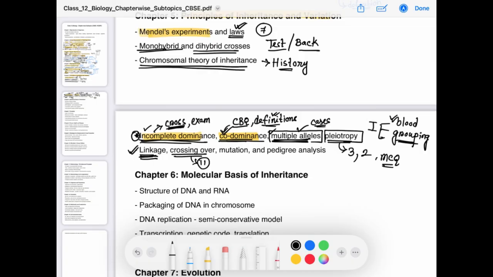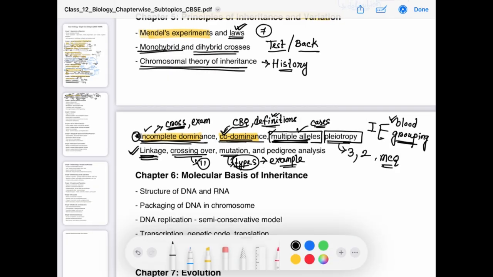After that, you have to read the types of mutation. When you are reading about the types, there are examples also given, because based on the mutation there are different types of diseases that happen. So you have to know about the types of mutation, and then the examples of different diseases that are caused by different types of mutations.